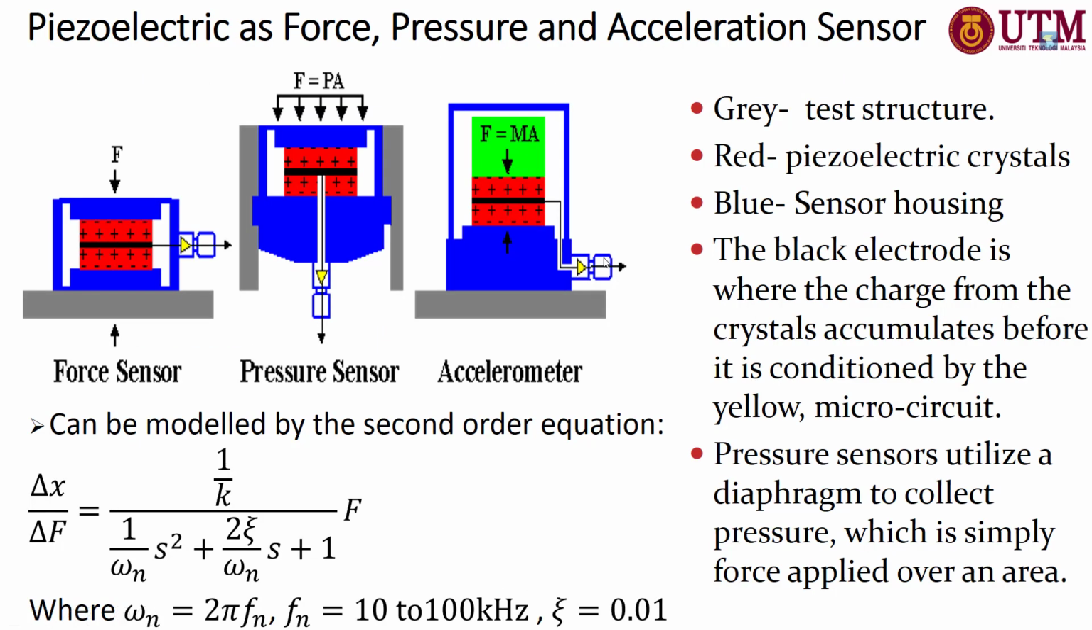And what is the application of piezoelectric? It can be used as a force sensor, a pressure sensor, and an accelerometer sensor. If you remember the last chapter about the accelerometer transducer, there are some applications that use the piezoelectric. There is a spring there, and when you apply some force, you will get the accelerometer value. As a force sensor and pressure sensor, it is the same concept. All of these sensors can be modeled through a second order system.